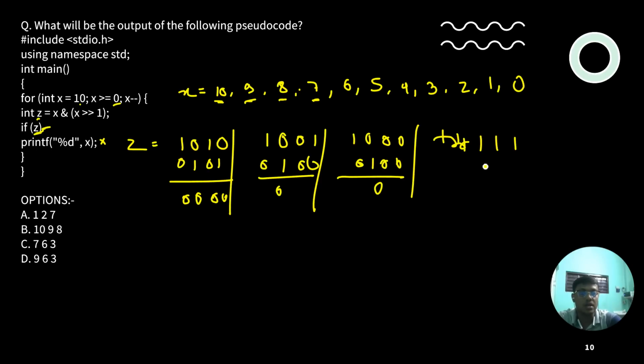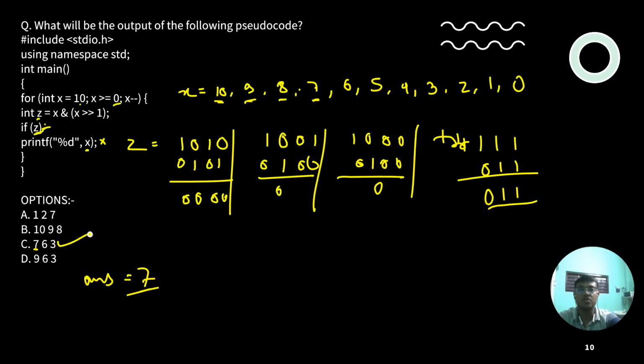1, 1 and 1. And right shift operation would give us 0, 1, 1. The AND operation would give 1, 1. So that is 3. So if condition is satisfied and we print the value of X, so our answer would contain value of X, that is 7. As you can see, only one option is there, which is starting with 7. So option C is our correct answer.